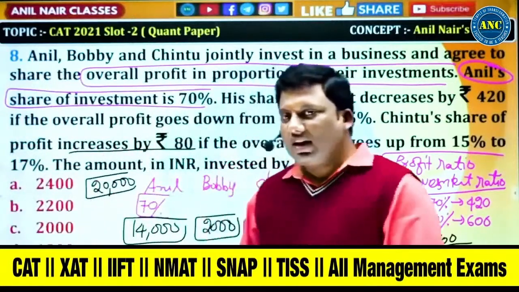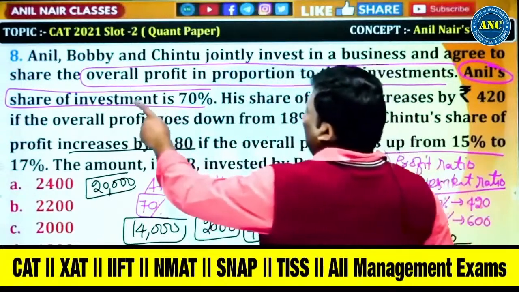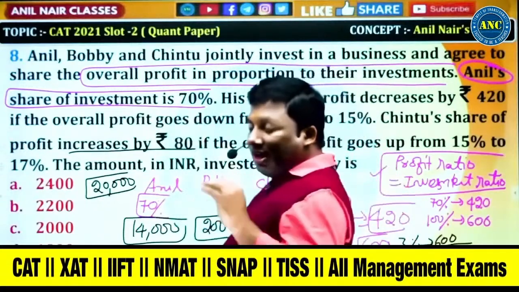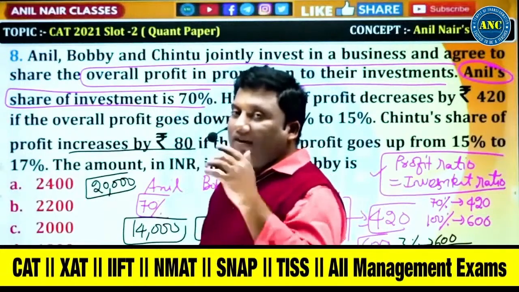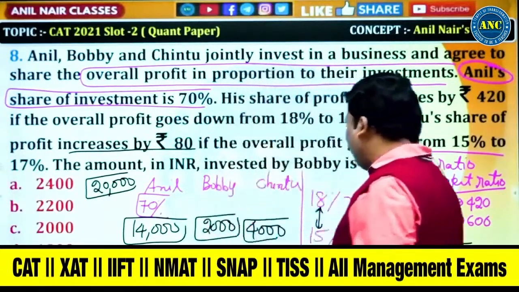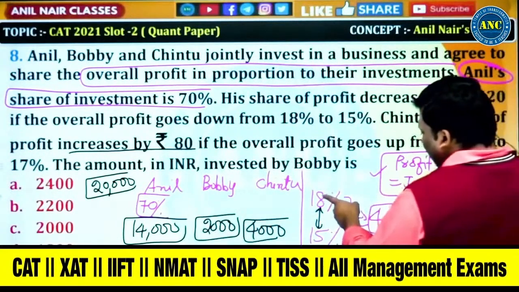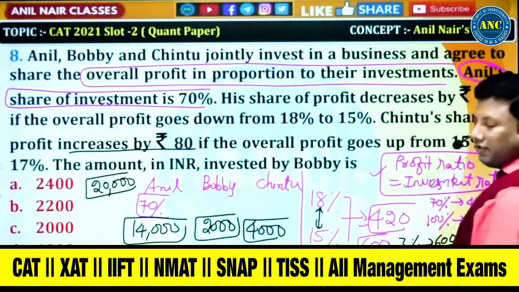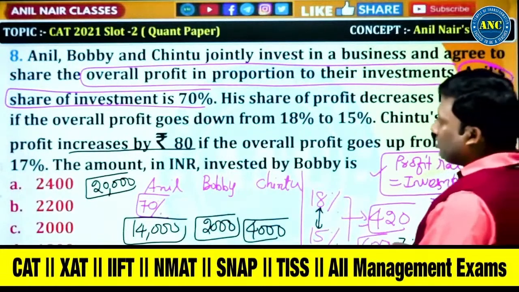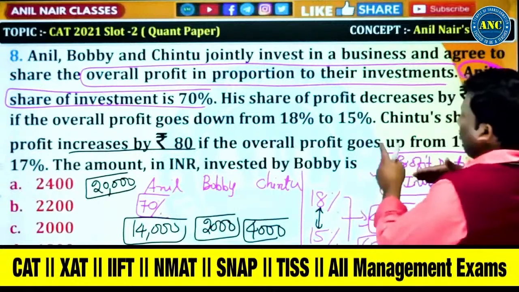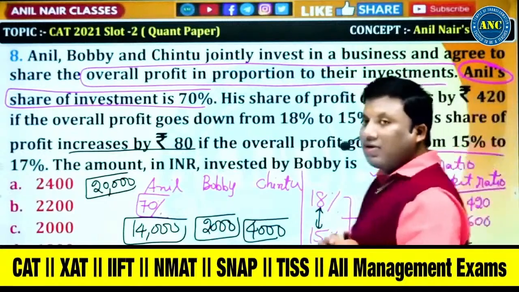If you understand this idea, there are 3 to 4 root causes of the problem. Again, the first thing is, Anil invested only 70%, so he will get only 70% of the profit. Here the profit is going down from 18 to 15. How much is it going down? 3%. 3% going down is equivalent to 420.